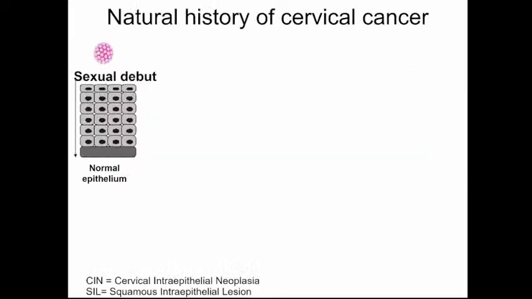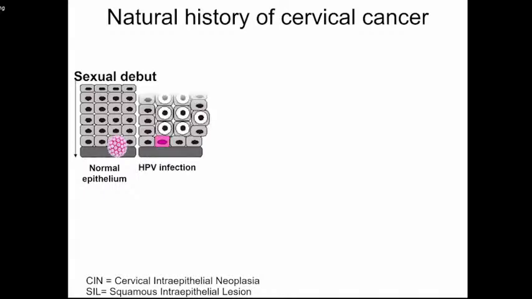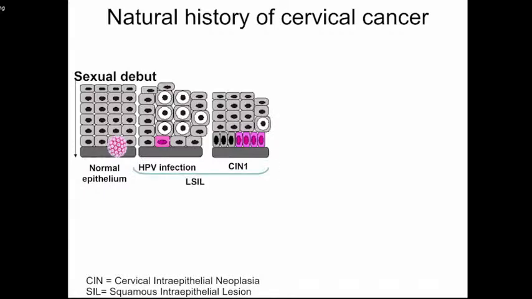So this is a cartoon representation of the natural history of CIN, so that's the virus getting into the normal epithelium. When a young woman becomes sexually active, then it infects and integrates into the basal cells, and then becomes a progressive infection.